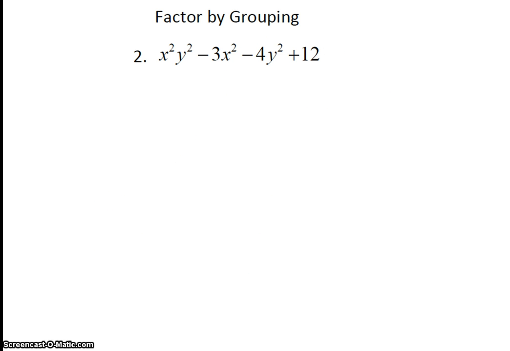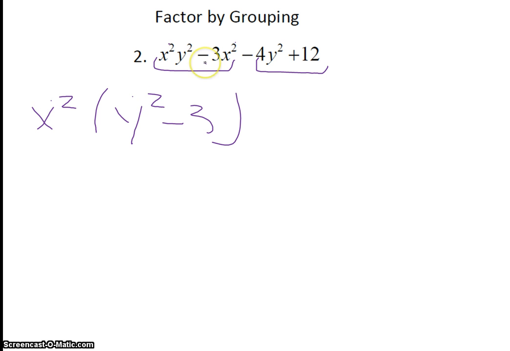So there's one more factor by grouping example, and this has 4 terms again, which is also an indicator to try factor by grouping. There's not a GCF I can pull out of all the terms, so I'm just going to move ahead to grouping my 2 terms and pulling out my GCF. So of the first 2 terms, I can pull out an x squared, and I'm left with y squared minus 3. And if I distribute that back in, I get what I started with. Now again, I'm going to pull out a negative 4, and when I pull out a negative 4, I'm left with y squared and then a minus 3, because negative 4 times negative 3 is a positive 12.